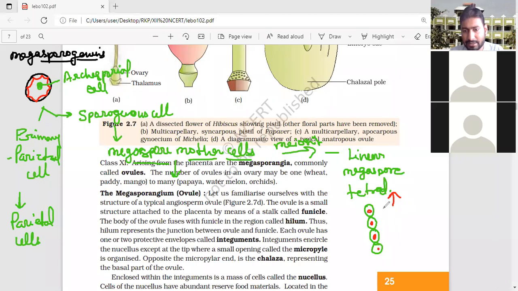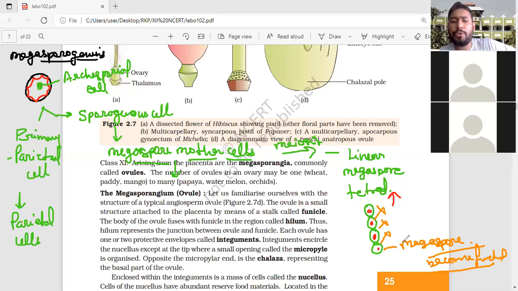Out of four, three become degenerate. This will degenerate, this will degenerate, this will degenerate. So out of the four linear megaspores, three degenerate and one megaspore becomes functional. Clear? This single megaspore goes on to form the embryo sac, or female gametophyte, in the ovule.